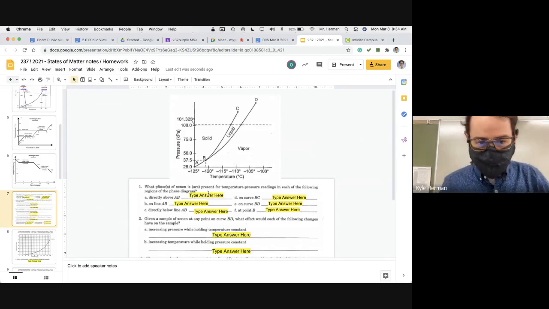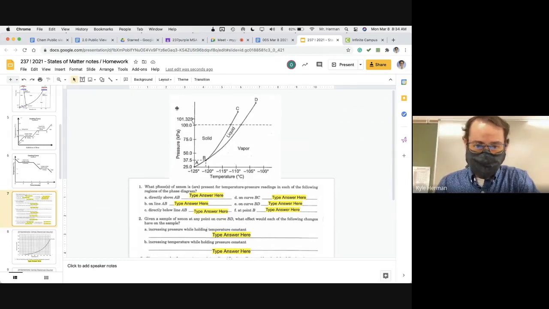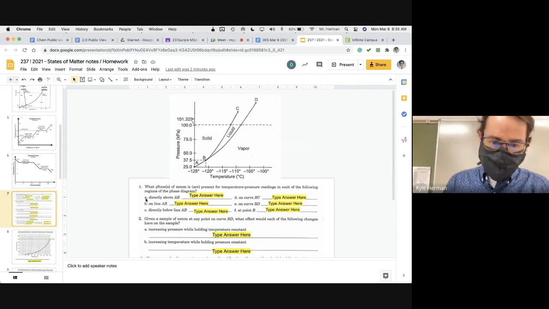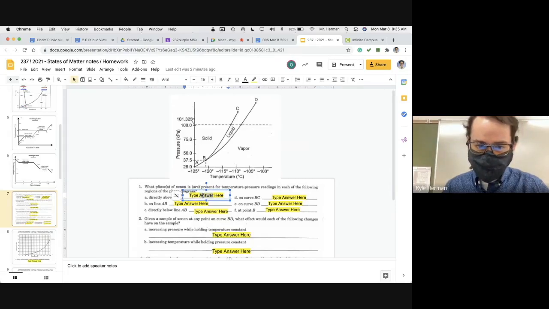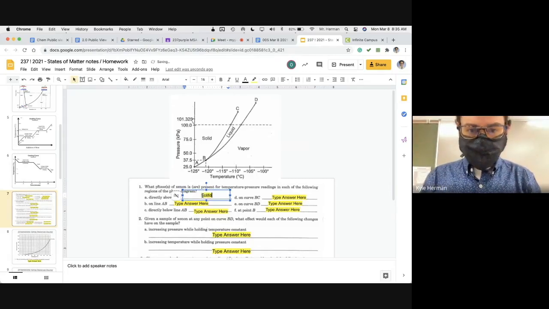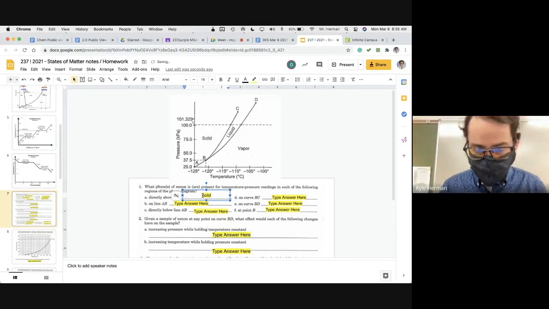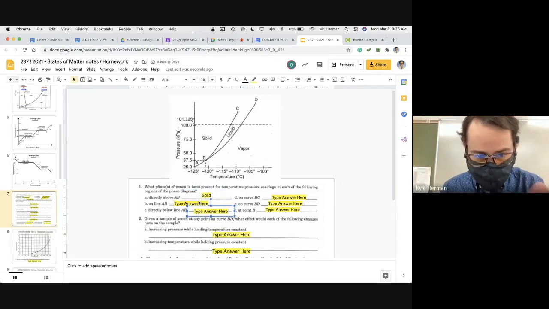So first up, it says, what phase of xenon are present for temperature pressure readings in each of the following regions of the phase diagram? So it says directly above line AB. So if we look at this, here's A and B, and then directly above it, all right, this is pretty easy, right? It's just solid. So that's good. Fill that in. All right, so we did one that's above.